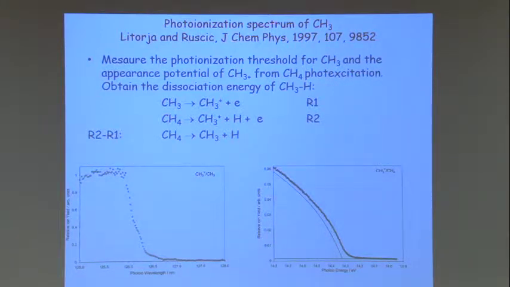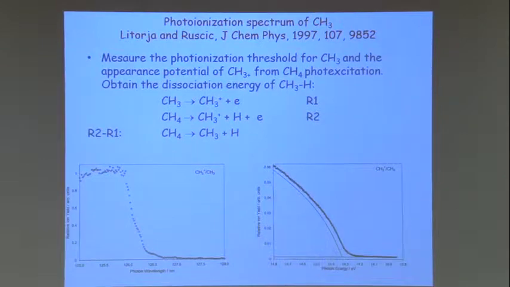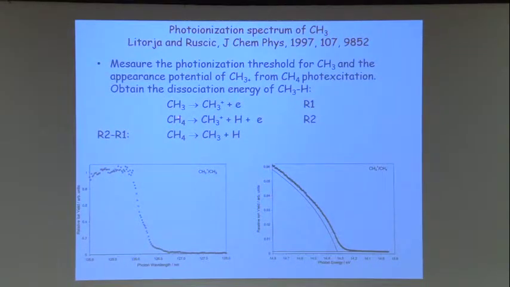This is the photoionization spectrum of CH3. And so what you can do is photoionize the methyl radical, producing CH3+ plus the electron. That's reaction 1. And here's that process there, and there's the threshold for the reaction coming down. So you need to analyze this curve, and the threshold energy for the reaction corresponds to the energy of this photon here, 126.5 nanometers.